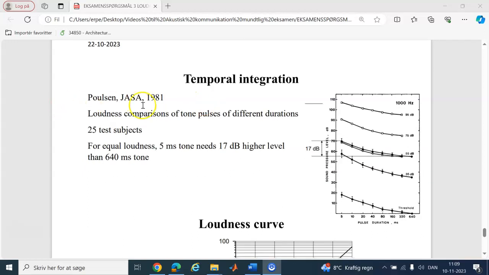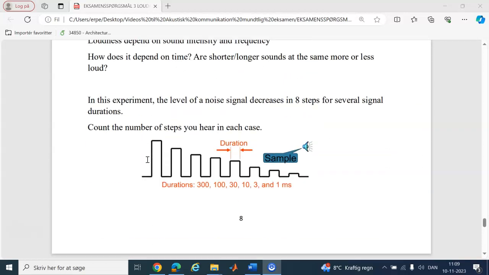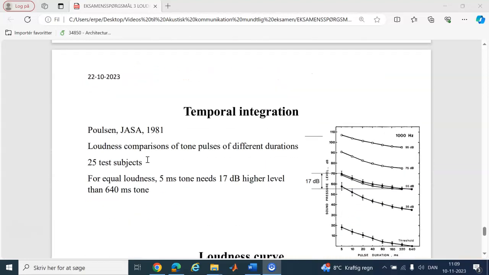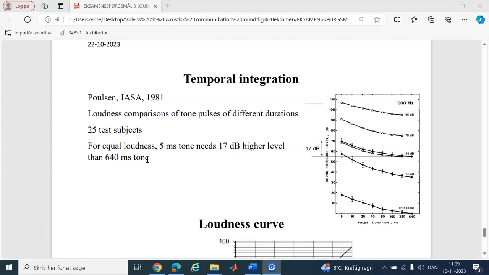You have temporal integration. Loudness comparisons of tone pulses of different durations, with 25 test subjects. For equal loudness, a 5 millisecond tone needs a 17 dB higher level than a 640 millisecond tone. So if you have a longer tone, you need less sound pressure level.